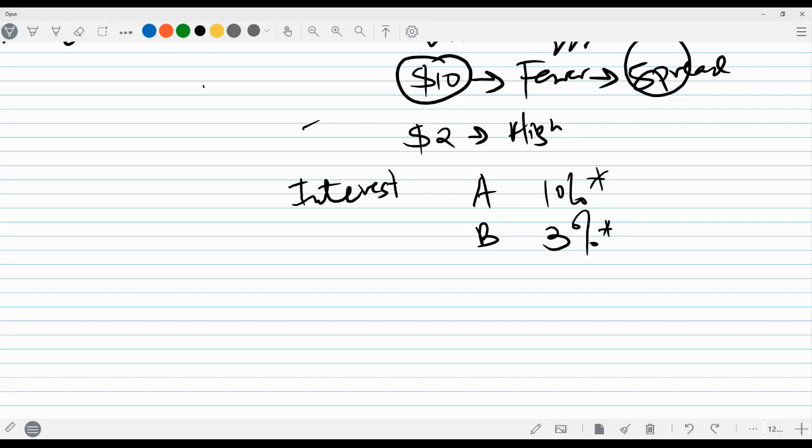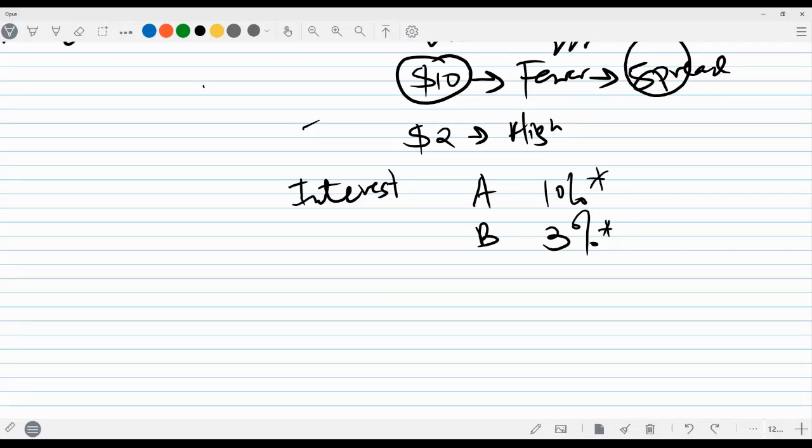B. Where would you want to be? Now here, if someone is giving me 10% and someone is giving me 3%, where would I want to invest my money in? A. Definitely it's A.